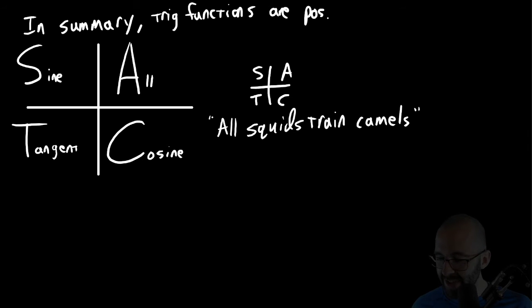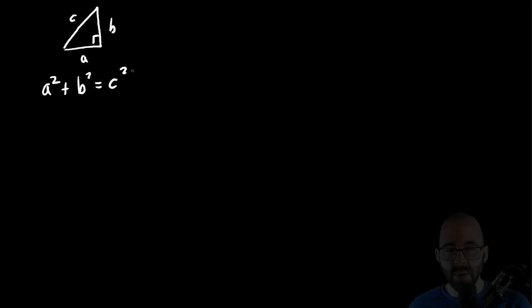All right, so let's introduce the Pythagorean identity, finally. I'm going to blow your mind right here. If I have a right triangle, like this, you may be familiar with the Pythagorean theorem: a squared plus b squared equals c squared. You may have seen this before.